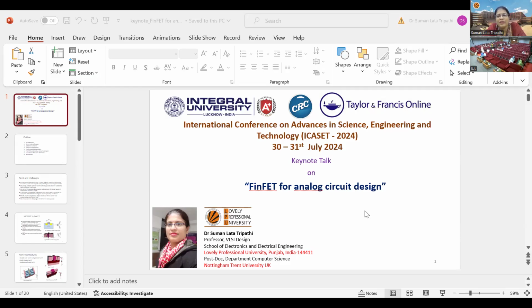But most of the applications are for logic, processors, and digital circuits. So there is still scope to explore FinFET technology for analog circuits. Many researchers are already working in this area, so that's why I have taken this topic for this conference. Recently, I have also got a funded project from DST related to FinFET for analog RF applications. So let me start with this.